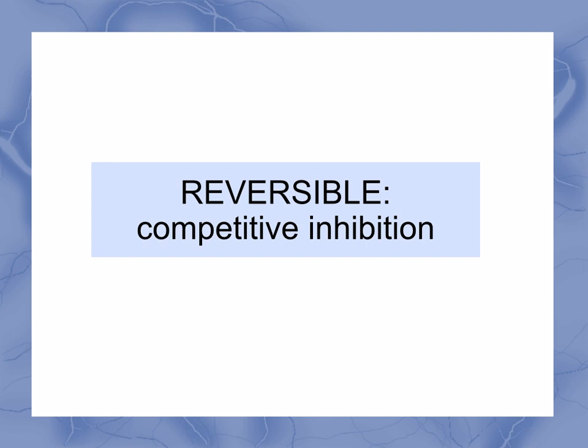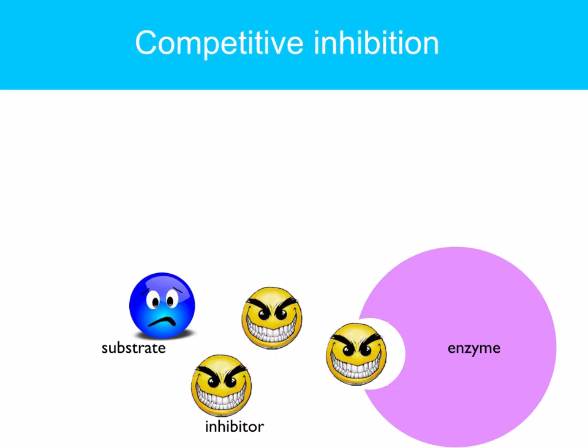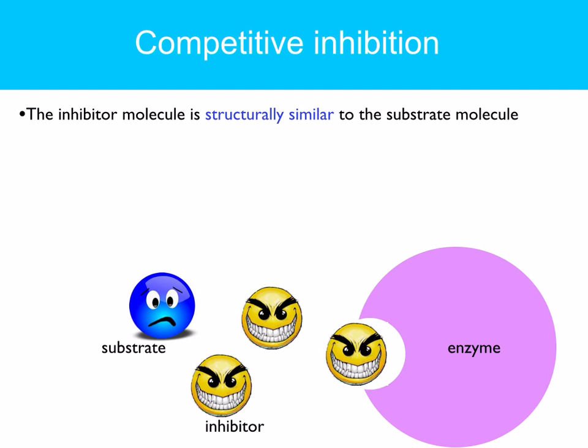So let's have a look at reversible competitive inhibition. Now what is this? Well, if you look here, you've got your enzyme, which is the big pink blob, and you've got your inhibitors, which are the little yellow faces, and then your little substrate, the blue face. The inhibitor molecule, which is your yellow face, is structurally similar to the substrate molecule. So it can occupy the active site.